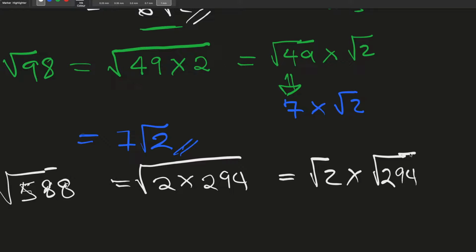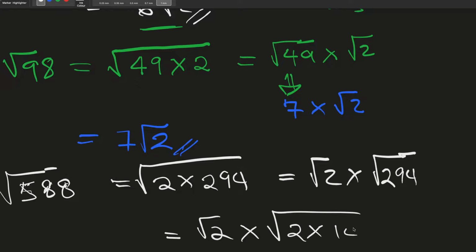Can we divide 294 by 2? Let's see. So 294 by 2 once again. And you see, this gives us 147. So root 2 times 2 times 147. Okay? 2 times 147. Wow, beautiful. 147. Let's go back and see.